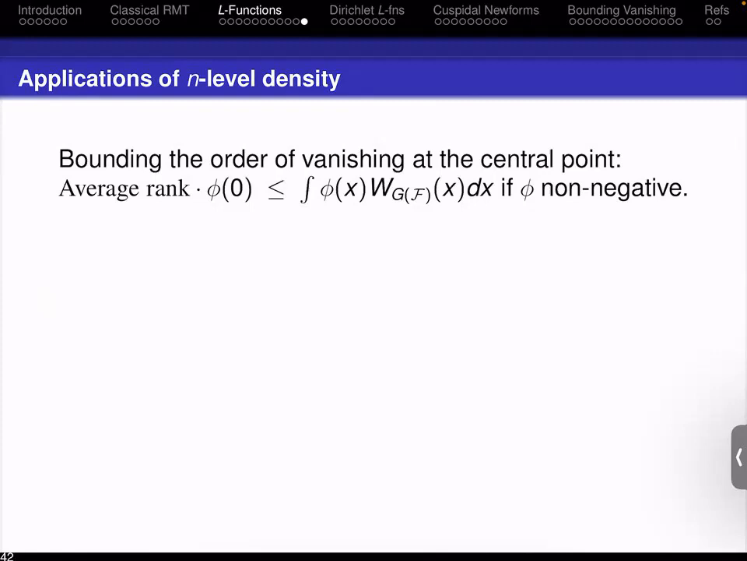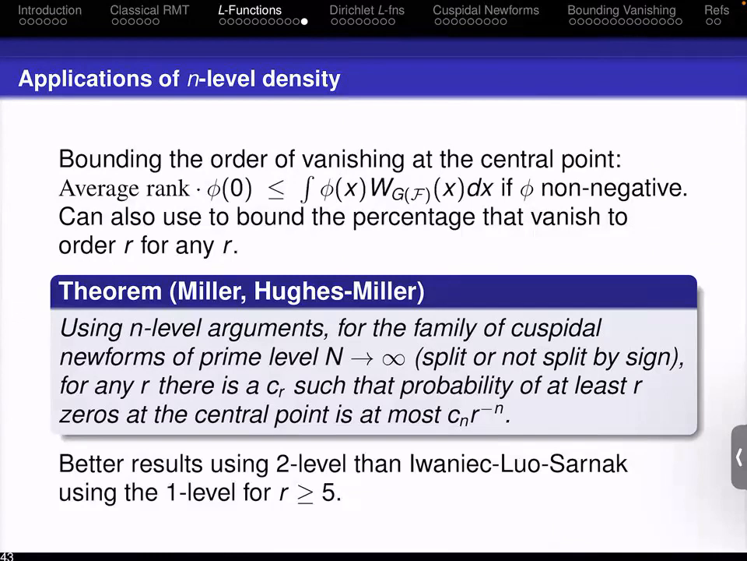With Chris Hughes, I applied this to the n-level density for cuspidal newforms. We were able to show that for any n, the percent of curves that vanish to rank at least r is some constant depending on n times r to the minus n. So it's decaying with r. And the higher rank you want, when you say I want to know how many curves vanish to order at least 5, at least 6, at least 7, the higher the number you take there, the better decay you get.